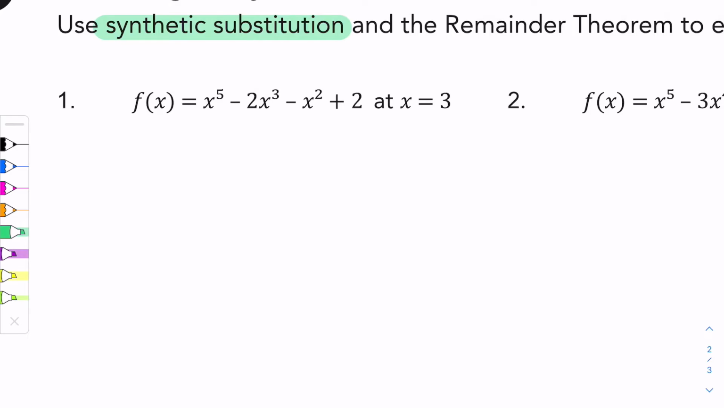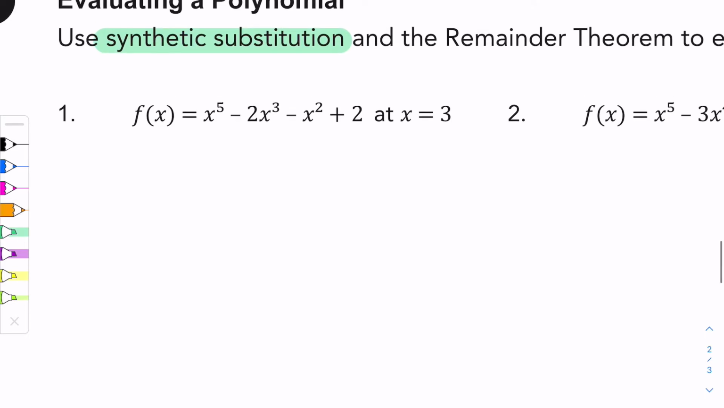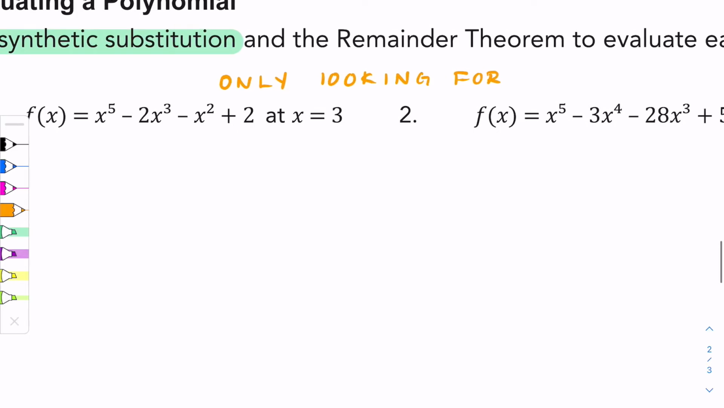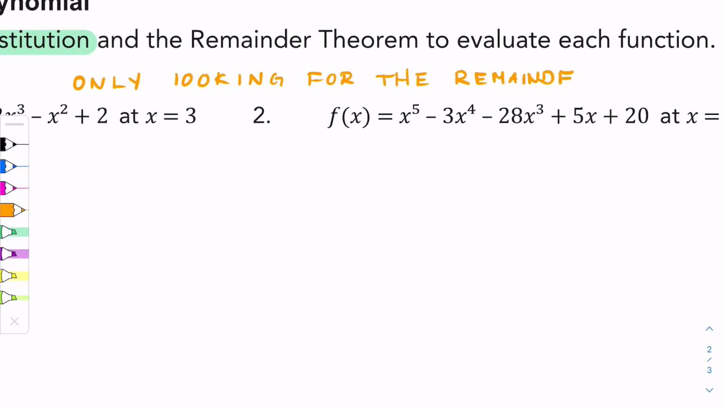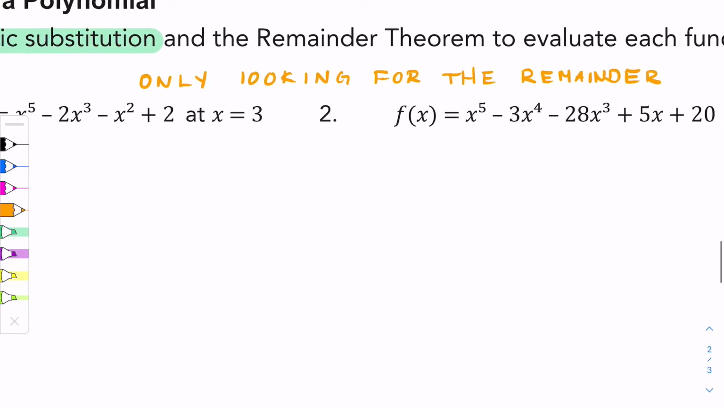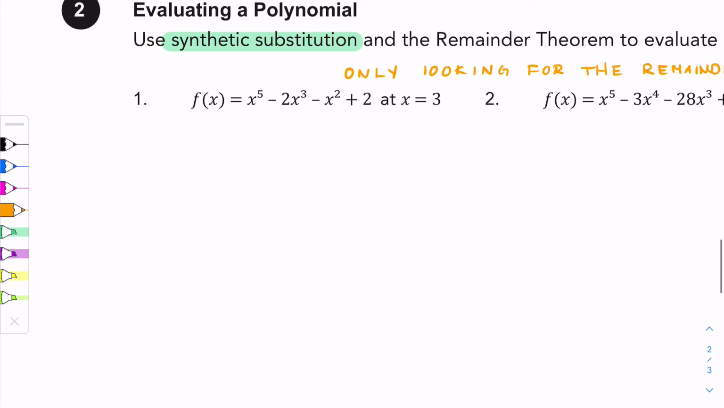You do not need to write your final factors. You don't need to write your quotient plus your remainder over your divisor. You are just evaluating. So we are only looking for the remainder. And this is why it's called the remainder theorem.